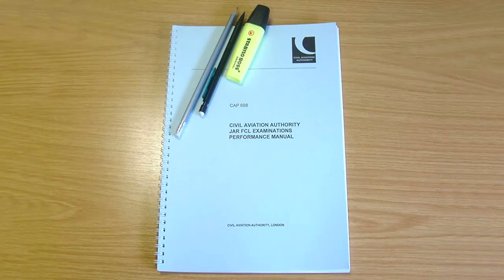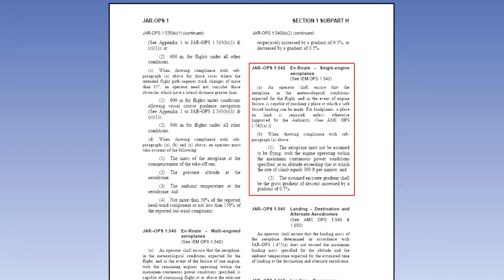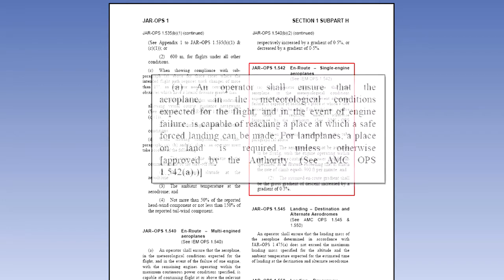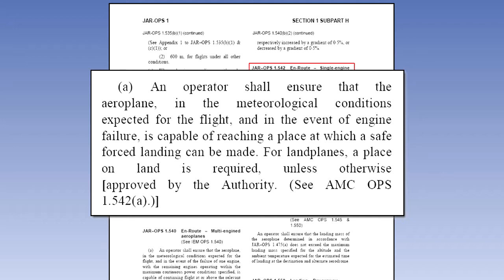Although the CAP 698 manual does show the en route performance requirements, these requirements are scattered through the document, which does not make for ease of reference. Therefore, it will be more convenient for you to refer to the original regulations published in JAROPS 1, as illustrated here. This regulation states that an operator must ensure that the aeroplane, in the meteorological conditions expected for the flight, and in the event of engine failure, is capable of reaching a place at which a safe forced landing can be made.